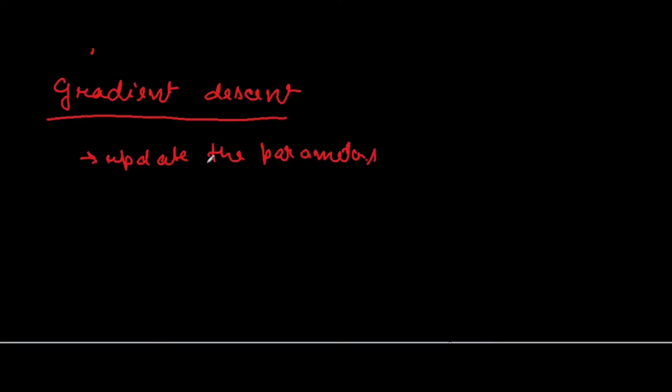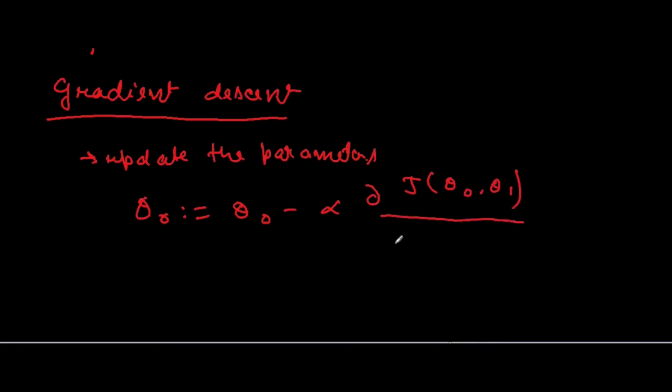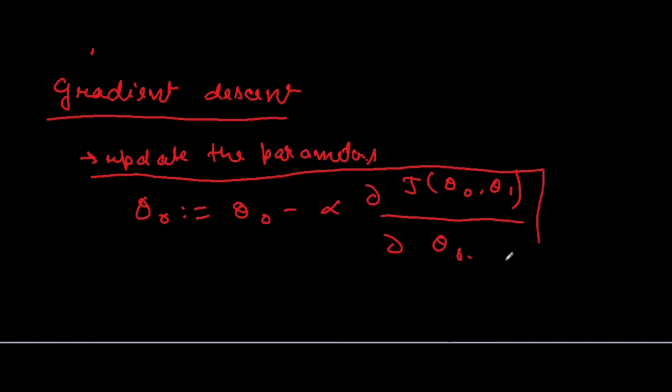How? So the formula is basically theta naught equals theta naught minus alpha times the partial derivative of the cost function J of theta naught, theta 1, with respect to theta naught, right? This is the formula for the gradient descent. Now I know you're not understanding this very well, so let me explain. Theta naught is actually updated, like x is equal to x plus 1. Similarly theta naught is actually updated, right?